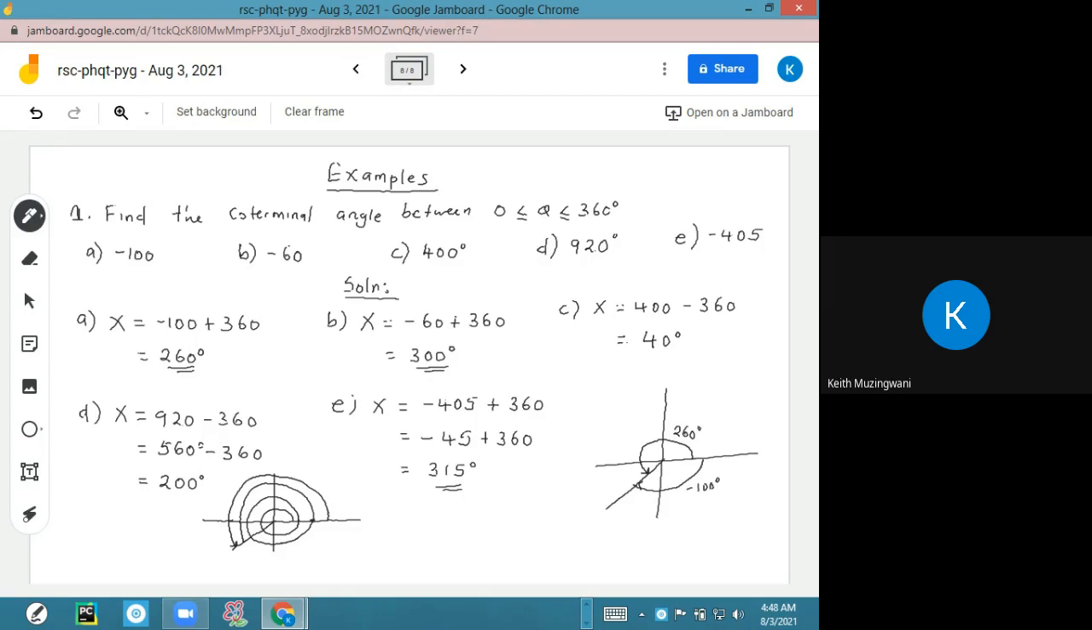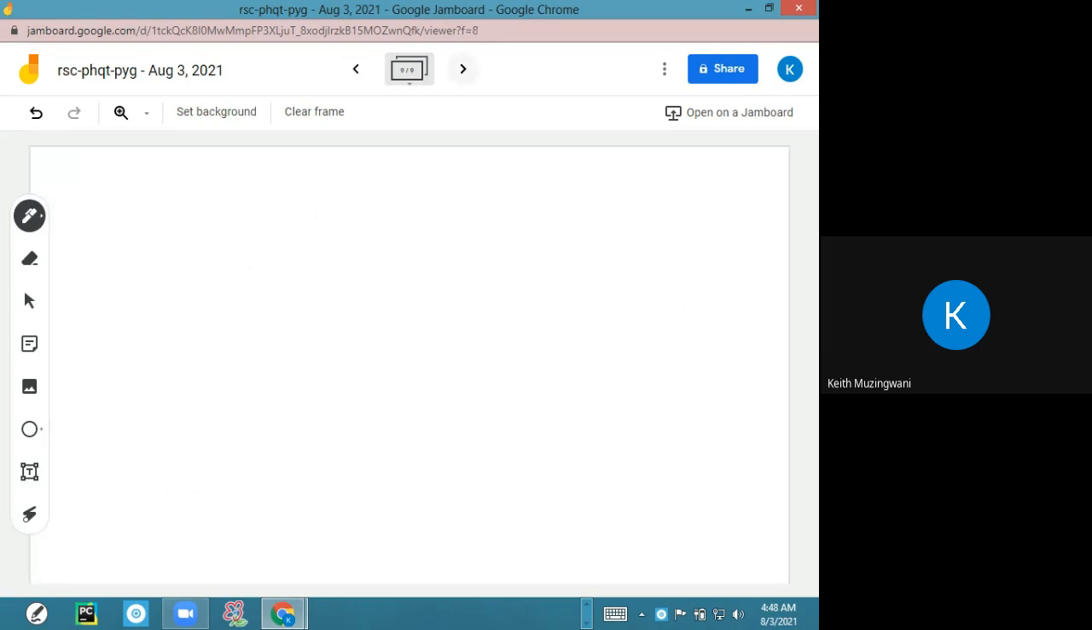Okay, then another example, example 2. Find the reference angle of A, negative 60, B, negative 100, C, 420, D, 225, E, 315, F, 120. Solutions.